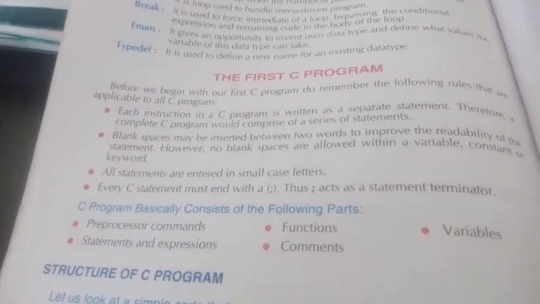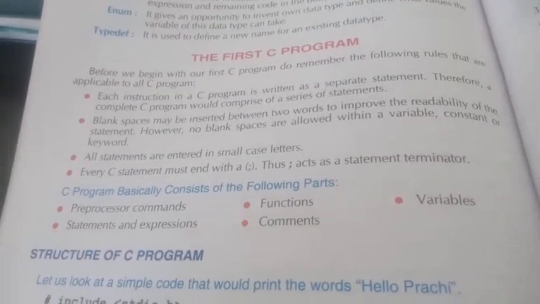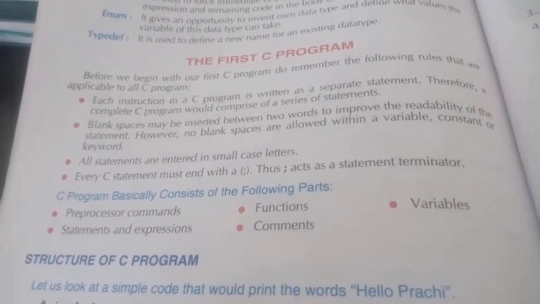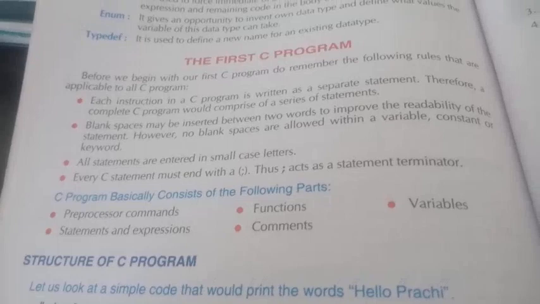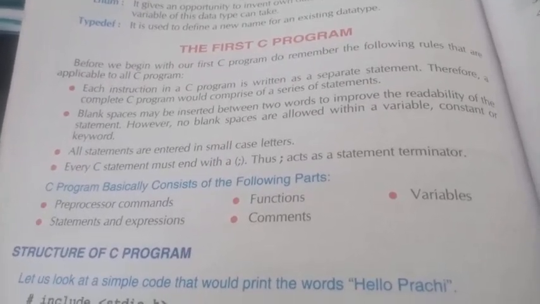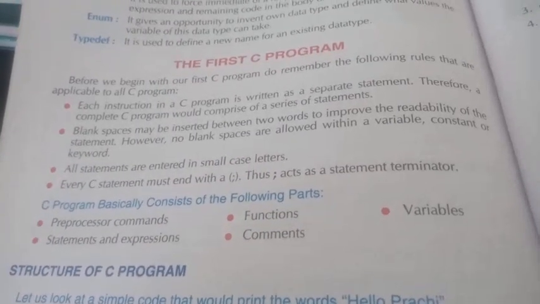C programming basically consists of the following parts: preprocessor commands, statements and expressions, functions, comments, variables. In the next video we will talk about the structure of C programming. I will try to explain the structure of C programming in a specific video.